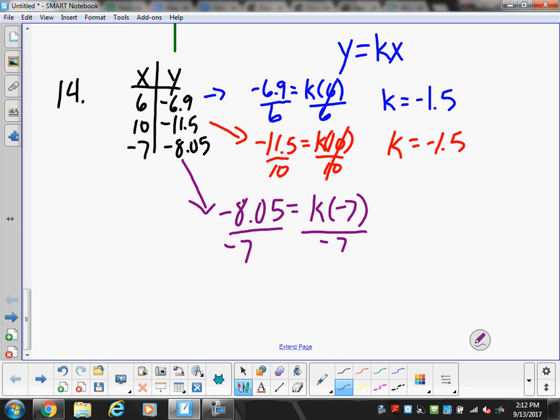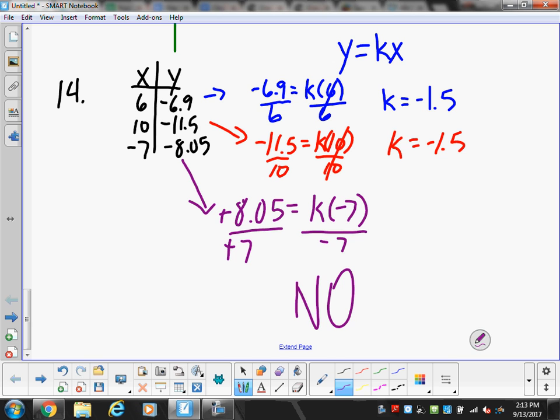Because up here, k was negative both times, right? Down here, negative divided by a negative is a positive. No, it is not a direct variation. Now, if you divided that out, that'd be fine. You still wouldn't get a negative 1.5, but I could stop right there because there was an obvious no in that case.